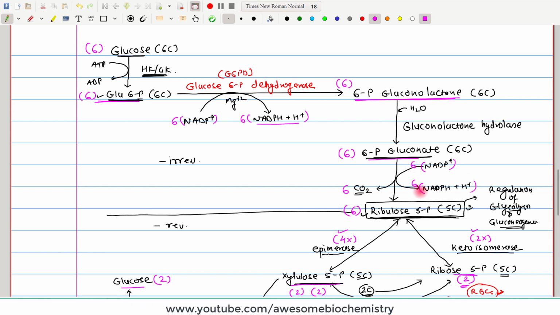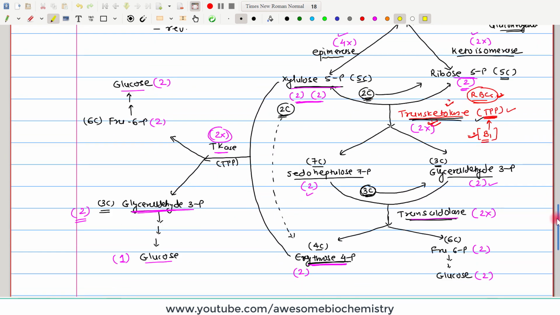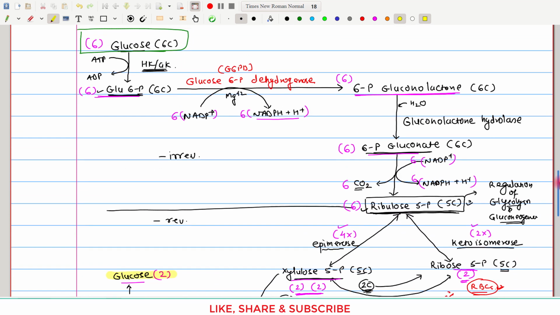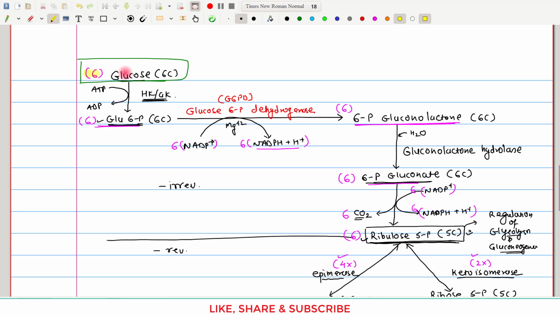to NADPH. So ultimately, after balancing this hexose monophosphate pathway, what are we getting? We are starting with 6 molecules of glucose 6-phosphate, and then we are generating some more glucose molecules. As you can see, 2 glucose molecules over here, 1 glucose molecule over here, and 2 molecules of glucose over here. So 2 plus 1 plus 2 makes a total of 5 glucose. So out of these 6 glucose molecules, we are regenerating 5 glucose molecules.